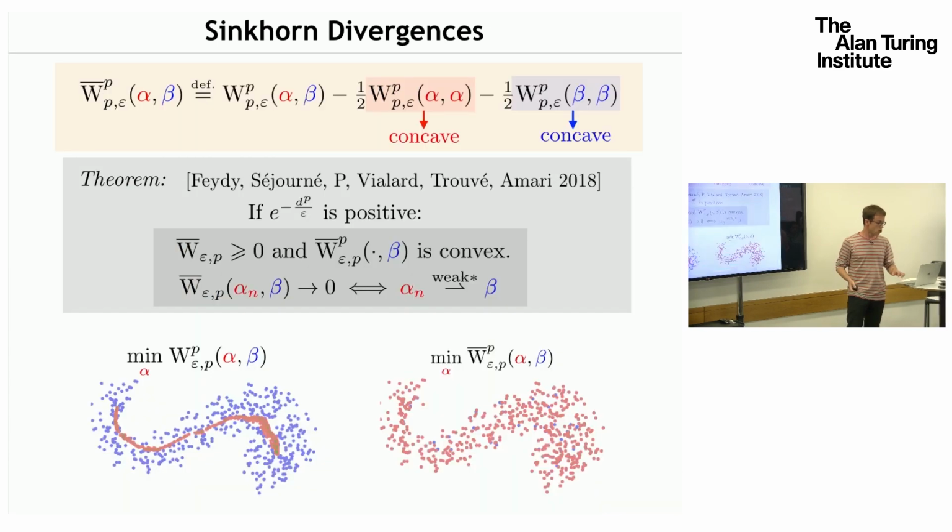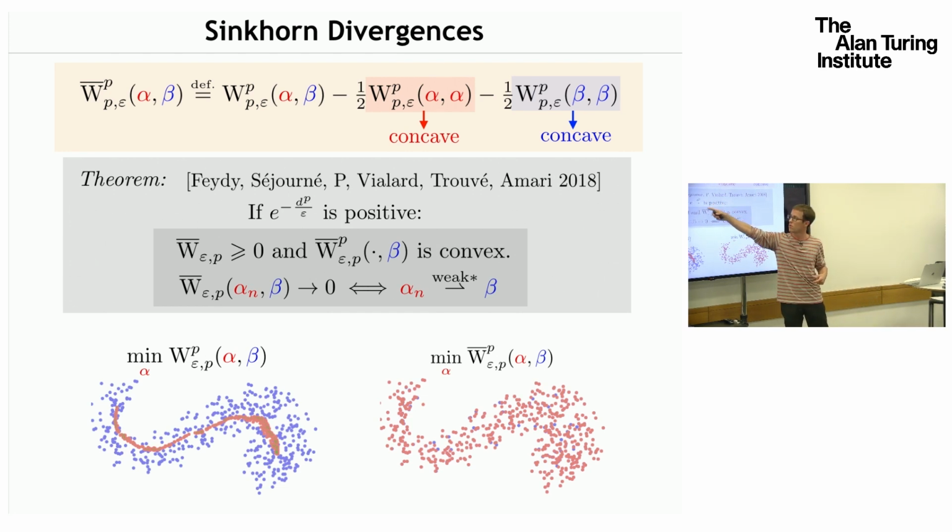All right. So what happens in between, for other epsilon? The theorem we proved recently is that it actually works under the condition that the associated kernel, the Gibbs kernel, is positive. So its eigenvalues are positive, which is once again the case if D is the Euclidean distance and p is between 0 and 2. This is a typical example of a positive kernel. So in this case, the Sinkhorn divergence, W bar, that we have just created, is positive. It's 0 if and only if alpha equals beta.